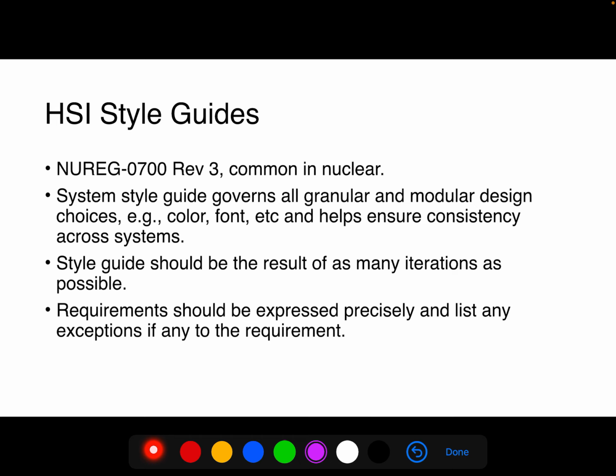HSI style guides, so you can find these, and this is one of those, be aware of your industry, because there might be defined style guides. In nuclear, we have NUREG-0700 here. You're not bound by it per se, but if you're going to deviate, you have to have a good explanation why. But your style guide covers all of your design choices. This is your colors, fonts, spacing, all sorts of things, and it creates a sense of consistency across your design. Style guides should be the result of as many iterations as possible, right? As you iterate and polish your design, it should get better. And requirements should be expressed precisely and list any exceptions, if any, to the requirements. So this is one of those, if you're going to deviate, you have to explain why.